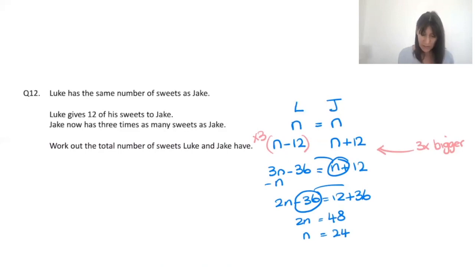We want to know the total number of sweets that Luke and Jake have. Well, they had n and n. They had two n's. So they both had 24 each at the start. And then they obviously started to share them in a different way. So the final answer is 48. Like I say, I do think that's tricky.